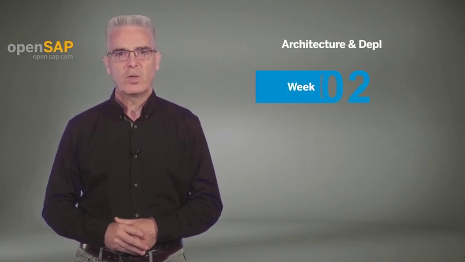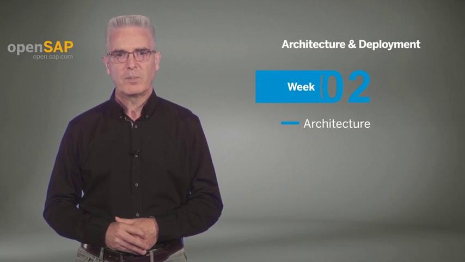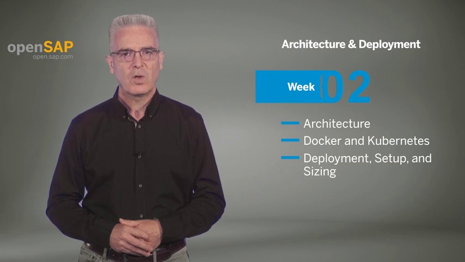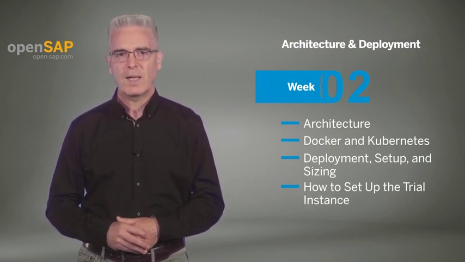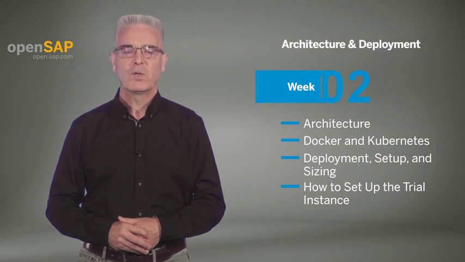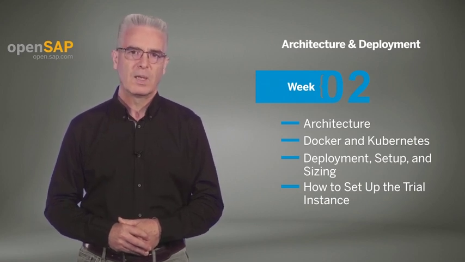In week 2, we'll have a look at the architecture of SAP Data Hub and show you how to set up a trial instance. We'll discuss container technologies such as Docker and Kubernetes and see how to install and set up the landscape, including deployment, configuration and sizing.